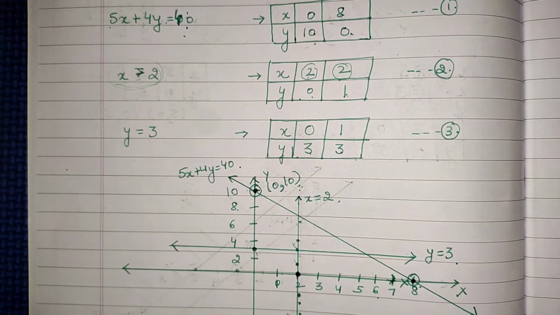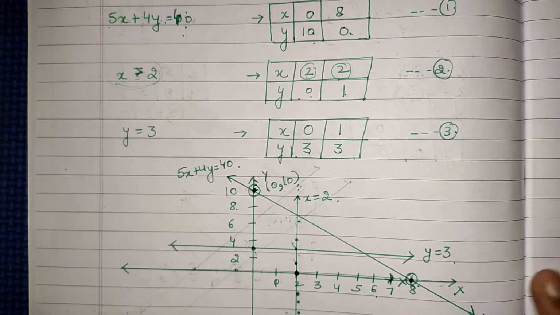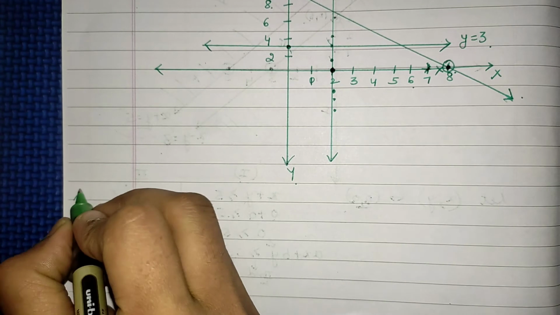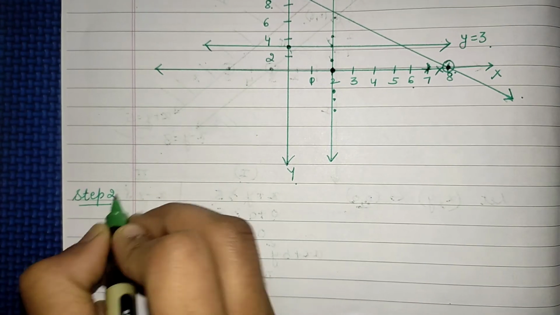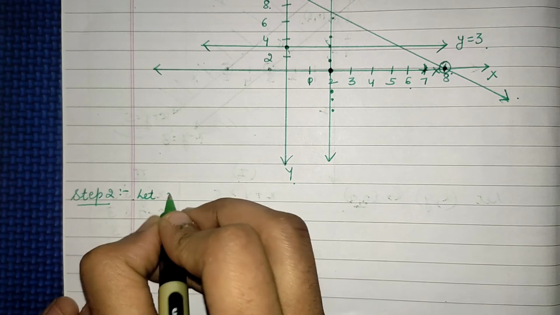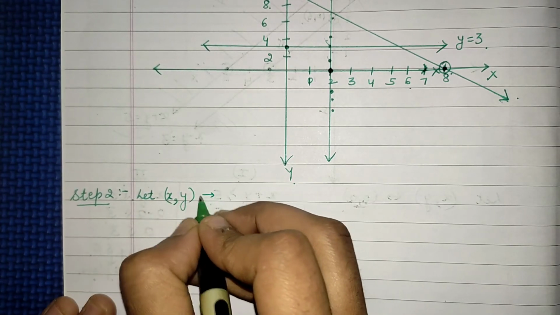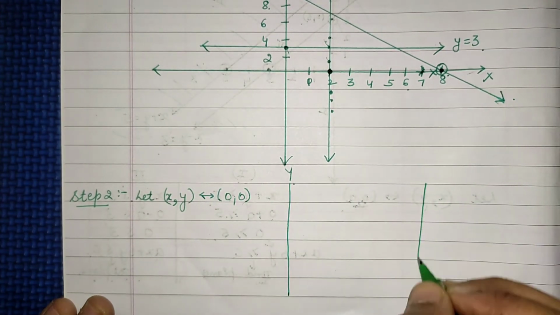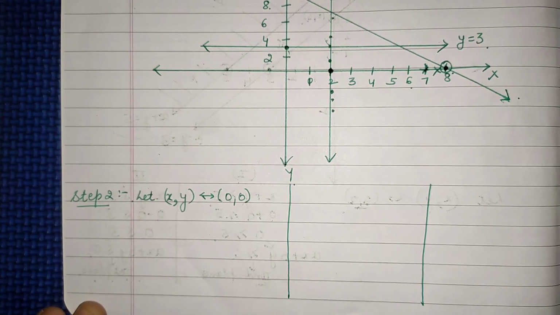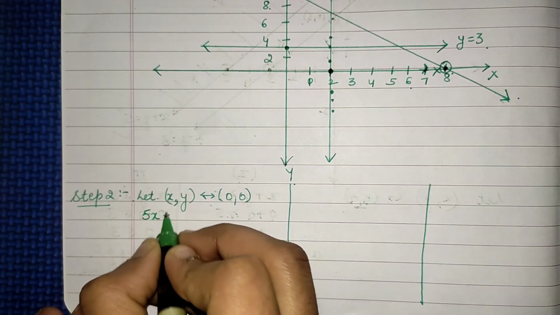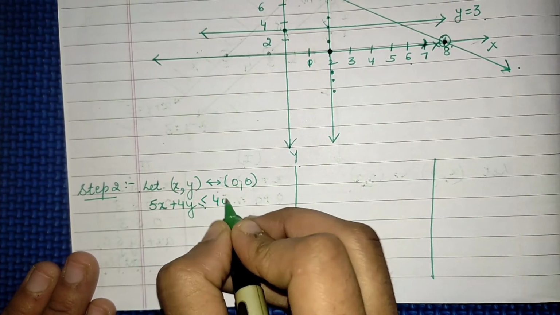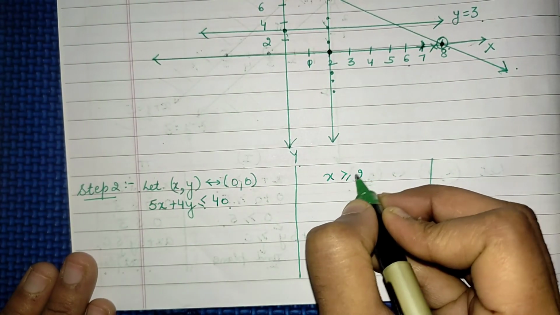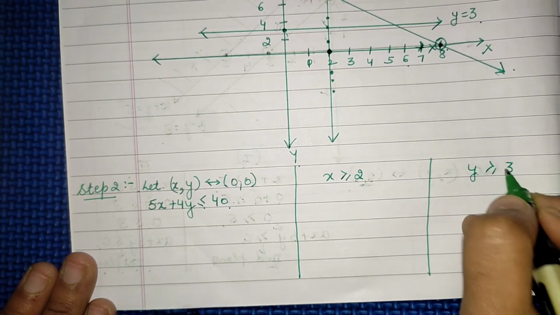So step number 1 is done: find out the points and plot them on the graph. Step number 2 is to find the solution by imagining that both x and y are equal to 0. Find it for the first line, the second line and the third line. The first line is 5x plus 4y less than or equal to 40. The second line is x greater than or equal to 2 and the third line is y greater than or equal to 3.